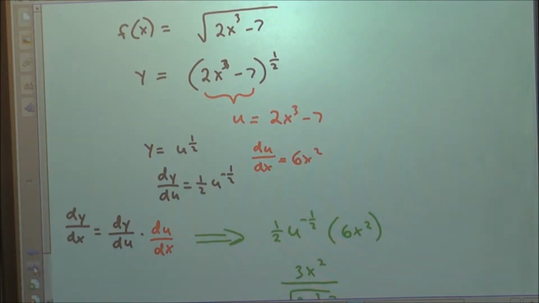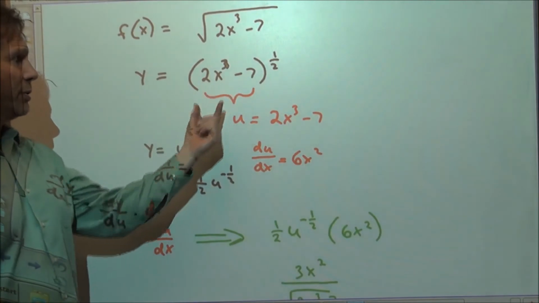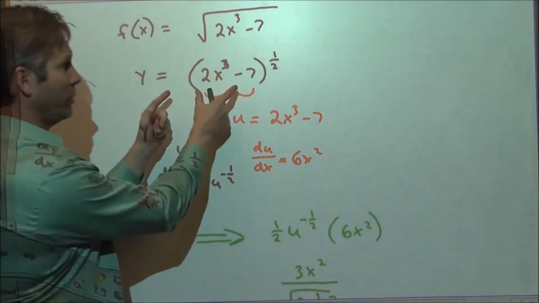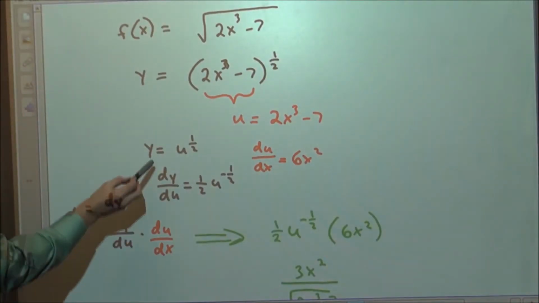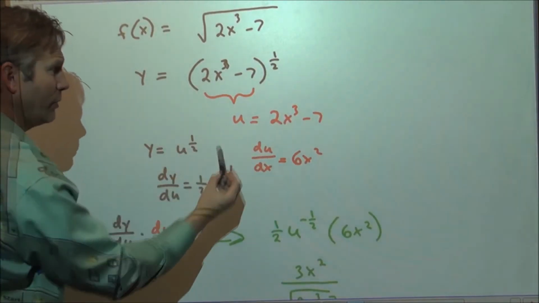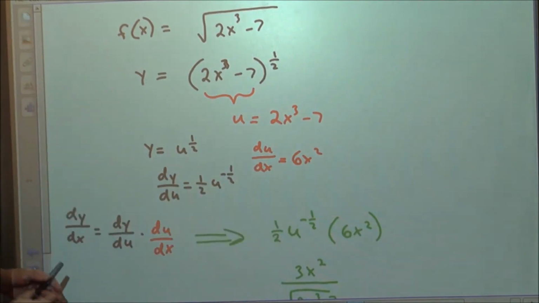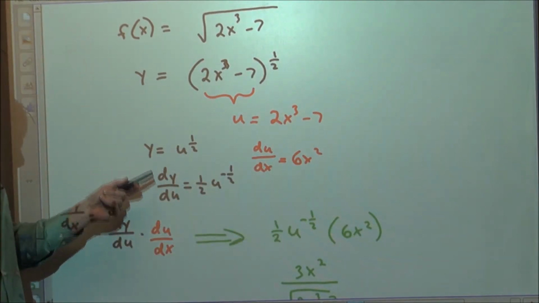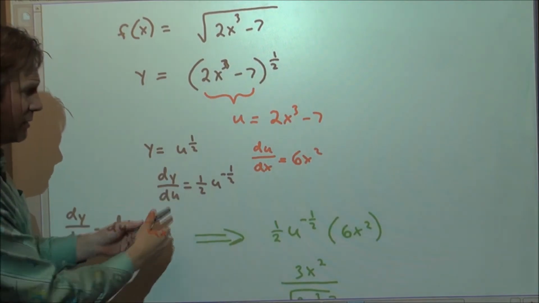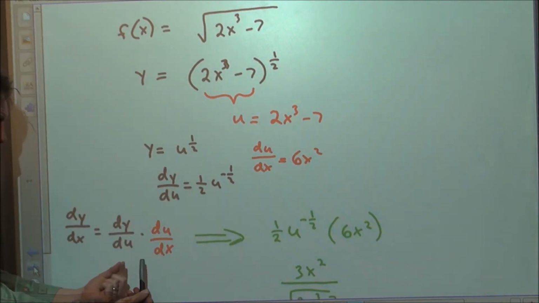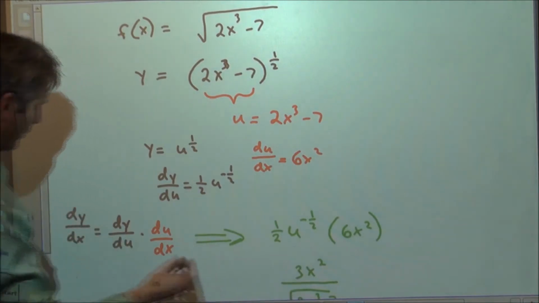We got this function. So we go to the innermost function and we say that's u. Then from there we say that y would equal u raised to the 1/2 power. So there's y, there's u. So differentiate u with respect to x, and we get that. Differentiate y with respect to u, and we get this. And make the chain. dy/dx is the product of those two derivatives. So we multiply those guys together.